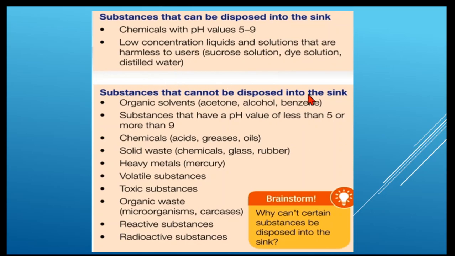Tetapi yang ini kita tidak boleh buang di dalam sinki sembarangan. For example, pelarut organik seperti acetone, alkohol, benzin. Okay, dan substance yang mempunyai pH kurang daripada 5 dan lebih daripada 9. Ini adalah apa ini? Yang acidic and also alkali lah. Alkali yang pekat dan juga strong alkali and also strong acid. Okay. Chemicals, for example acid, grease, oil, semua itu cannot be disposed into the sink.